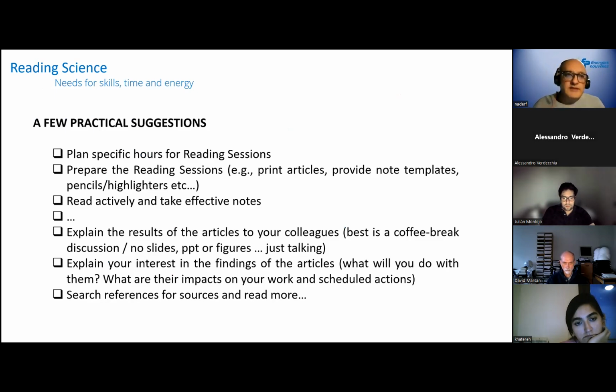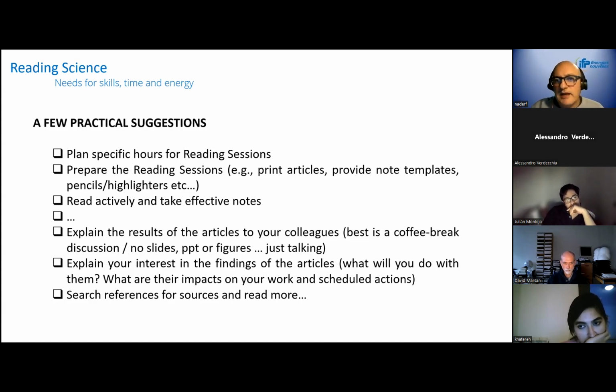So for reading science, what are a few practical suggestions? First, a very practical one, you need to plan specific hours for reading sessions. You need to say, well, I don't know, every week I will give an afternoon for reading, let's say. Prepare the reading sessions. You need to prepare the articles, print them maybe, or save them. Provide note templates if you want to make note templates. Maybe you provide also pencils, highlighters, prepare yourself. This is important psychologically because you are preparing yourself to go into a session of reading.